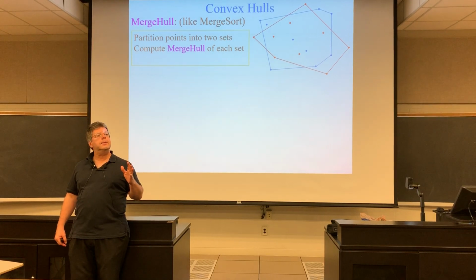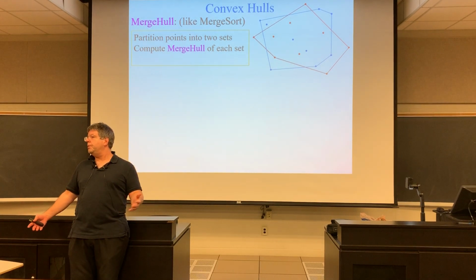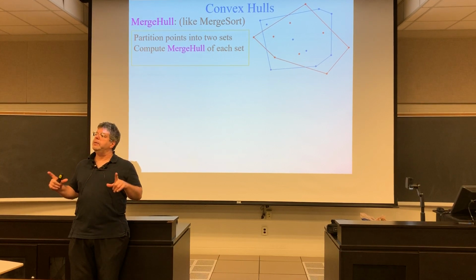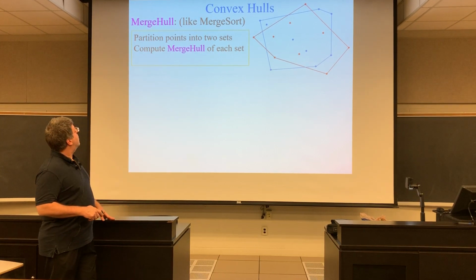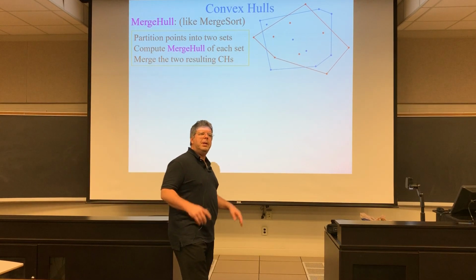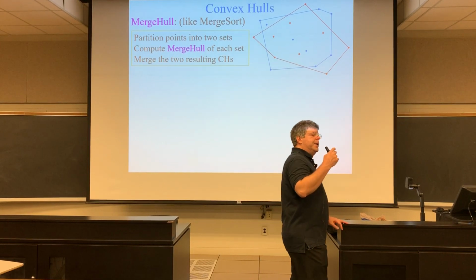n log n, by exactly the same reasoning that merge sort works in n log n time, because that's an even split at every level. So the remaining question is, how do you merge these two resulting convex hulls? That's not completely obvious. And you've got to do it fast.